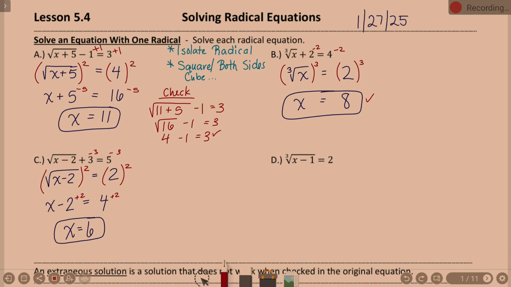Does it work? Did you do a quick check? 6 minus 2 is 4. The square root of 4 is 2. 2 plus 3 is 5. It works. Okay. D. Cube root of x minus 1 equals 2.